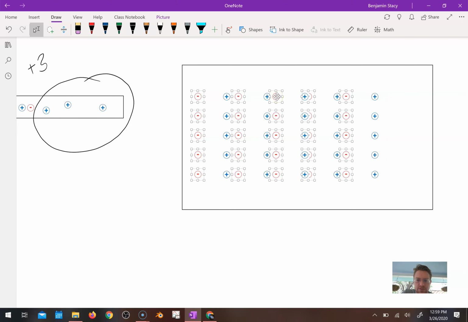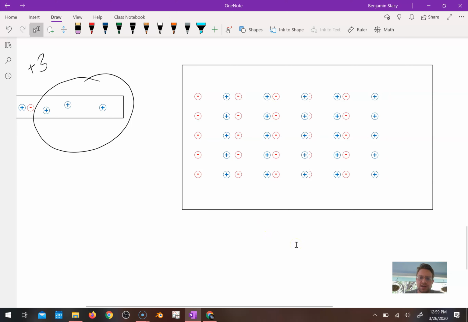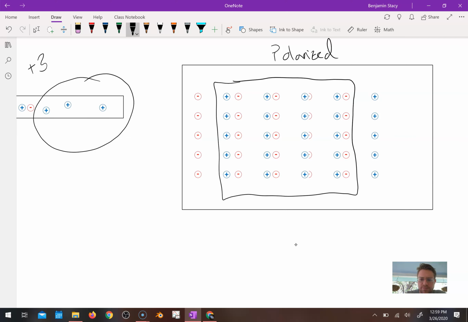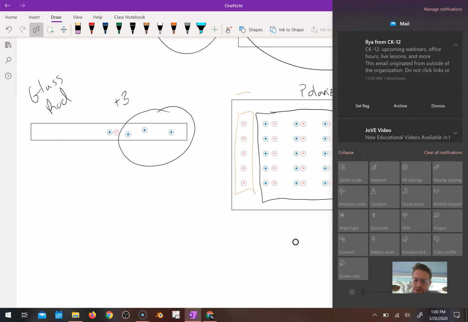So they shift over, and now we have a neutral material that has become polarized. I have all these in the middle still paired up, but I have my negative side that's now on the left because the electrons are being pulled towards the positively charged glass rod. And on the right side, I have my collection of plus charges that give me a positive side of my material. So that's how we describe polarization.